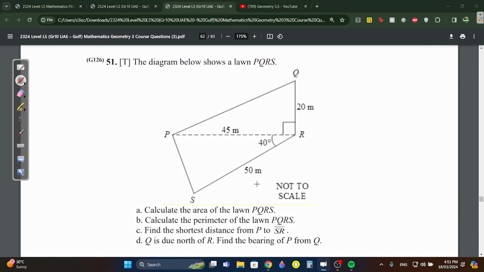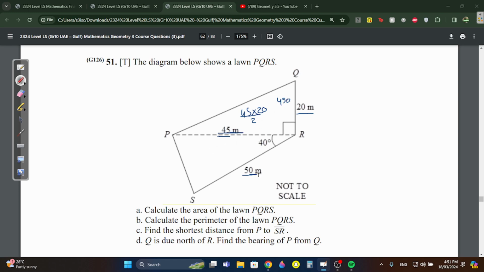Calculate the area. We have 2 triangles here and in total it's all one lawn. Calculate the area of this lawn. The area of this lawn would be this triangle plus this triangle. Let's start with the top triangle. The top triangle is base times height over 2. So 45 times 20 divided by 2, which is I think 450. Yeah, it's 450.